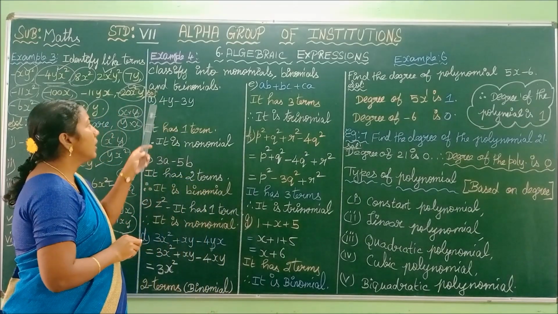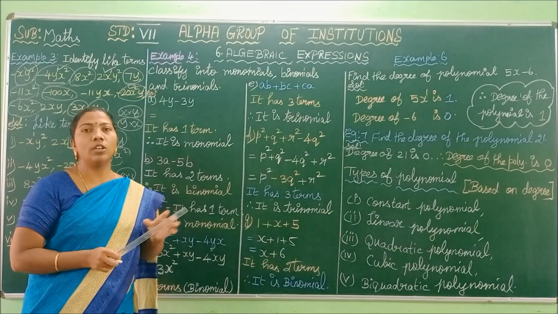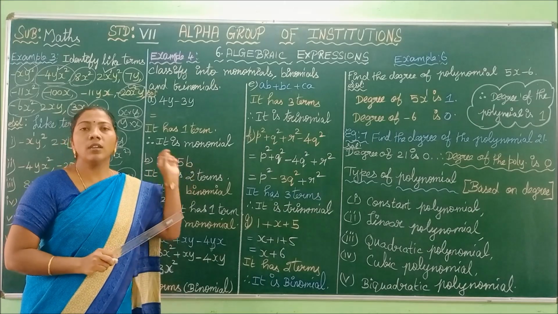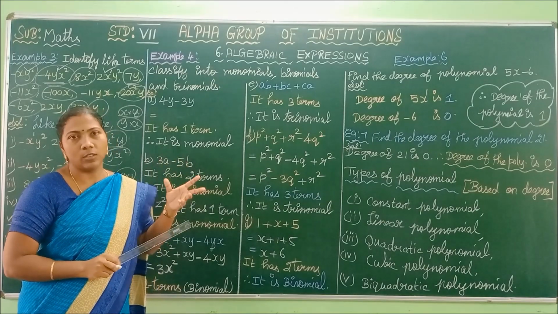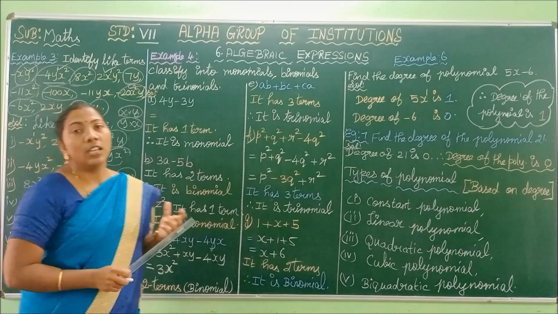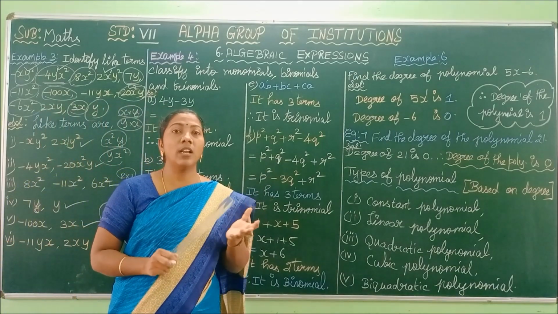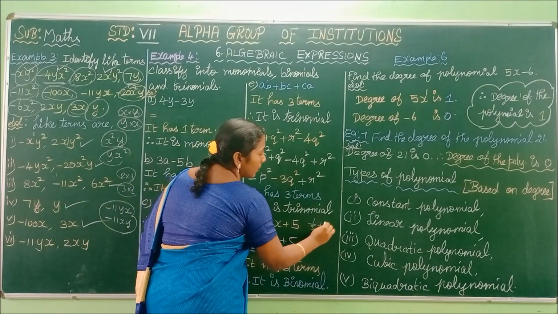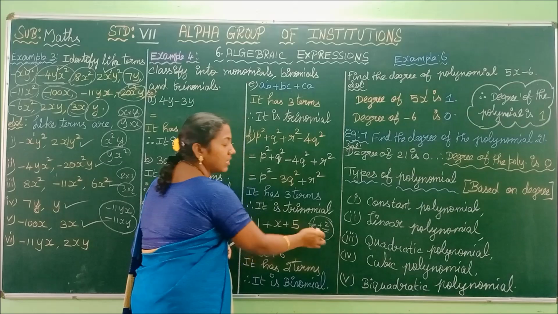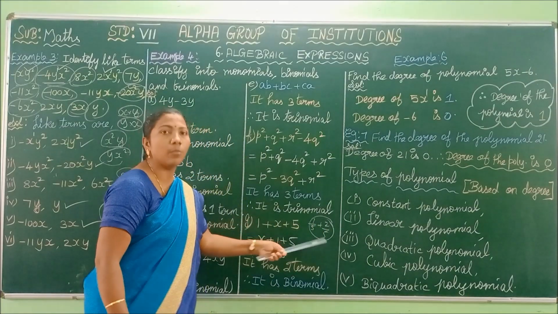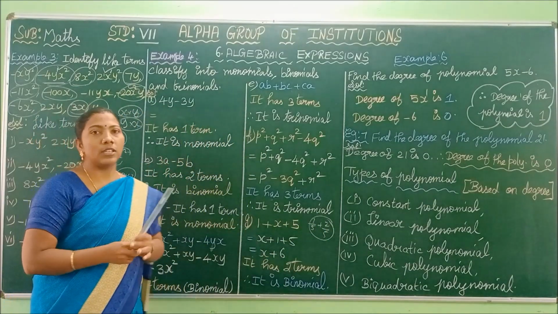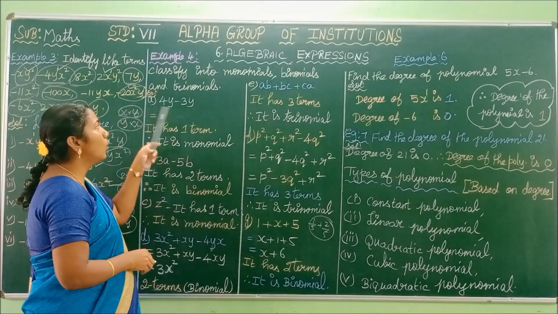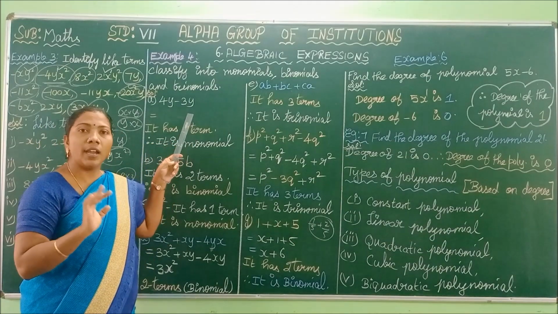See here, 4y minus 3y. So don't conclude it is a monomial, because observe the question carefully. 4y minus 3y, they are like terms. So as in fractions we can add and subtract like fractions. Do you remember that 1 by 5 plus 2 by 5, we can add it because they are like fractions, because the denominators are same. Like that, in an algebraic expression, like terms only are added or subtracted. See here 4y minus 3y, so we can add or subtract it.